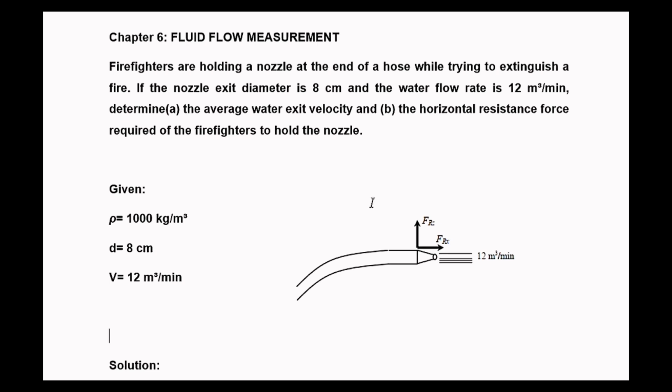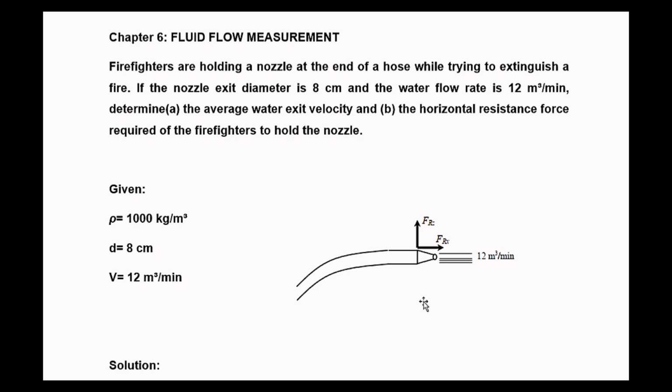In this video, we're going to solve a problem from the book of Yunus A. Cengel and John Cimbala, Chapter 6, Fluid Flow Measurement. Firefighters are holding a nozzle at the end of a hose while trying to extinguish a fire. If the nozzle exit diameter is 8 cm and the water flow rate is 12 cubic meter per minute, determine the average water exit velocity and the horizontal resistance force required of the firefighters to hold the nozzle.